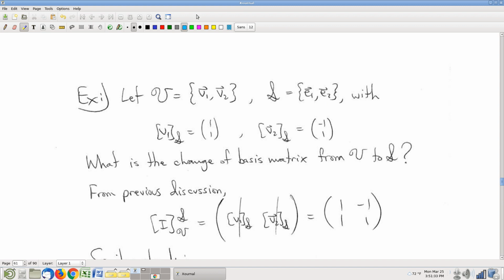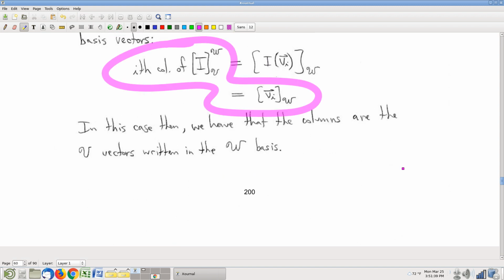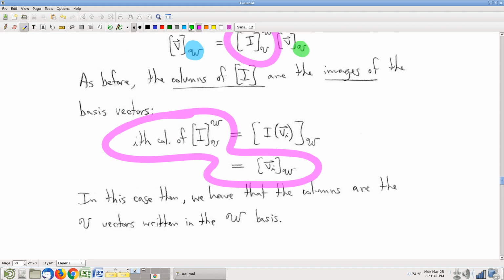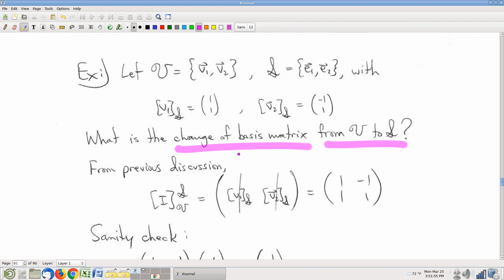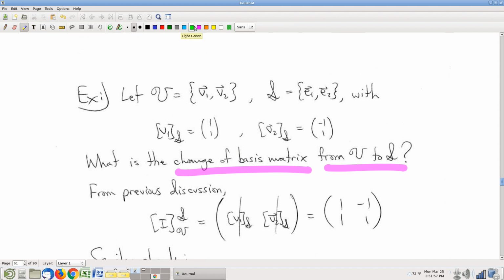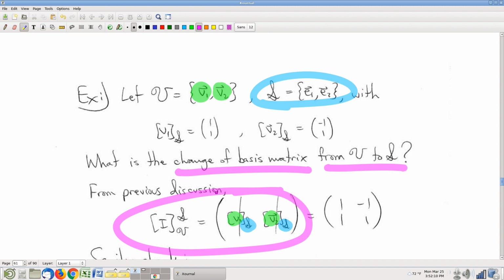If I want to find the change of basis matrix from V to S, let's use the formula on the previous page. Formula on the previous page says take your input vectors, write them with respect to the output basis, make those your columns. So let's do that. I've got to take my input vectors, write them with respect to my output basis, and make those my columns. That's the formula from the previous page.